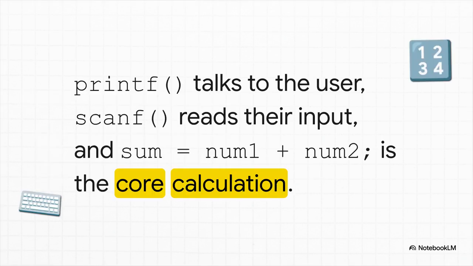So now you can see the direct one-to-one translation. Our instruction to display text becomes the printf function. Our step to read a number becomes scanf. And of course, add the numbers becomes sum equals num1 plus num2. See? Every line of code matches a step from our original blueprint.